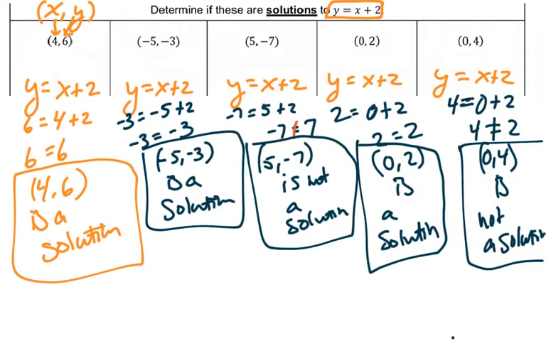So as I substituted these values in, I found that (5, -7) is not a solution, it did not make it true when I substituted those in. (0, 2) was a solution, it made it true. And then (0, 4) was not a solution. So we see that (0, 2) is a solution, (4, 6) is a solution, (-5, -3) was a solution. So we had multiple combinations, multiple x and y values that would make this true.